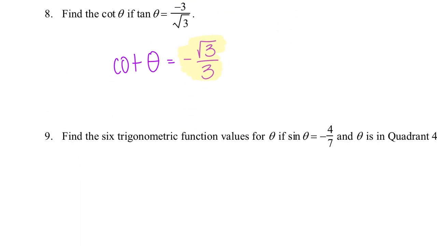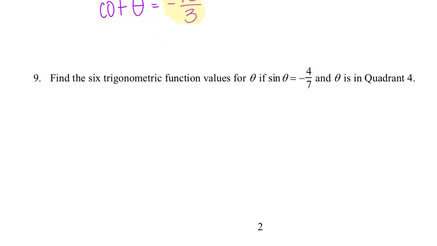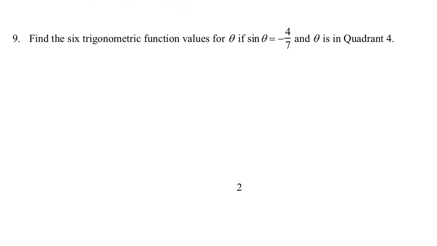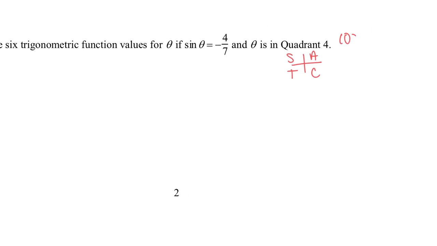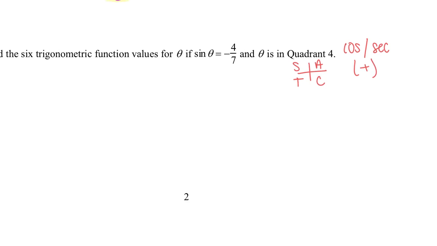All right, looking at the next one, number 9. It says, find the 6 trigonometric function values for theta if sine theta equals negative 4 over 7, and theta is in quadrant 4. So this is when I have to use that rule, all students take calculus, and if I'm looking at quadrant 4, the only ones that can be positive are cosine and secant. So after writing all my 6 trig functions, those are the only ones that can be positive. Everything else is going to be negative.